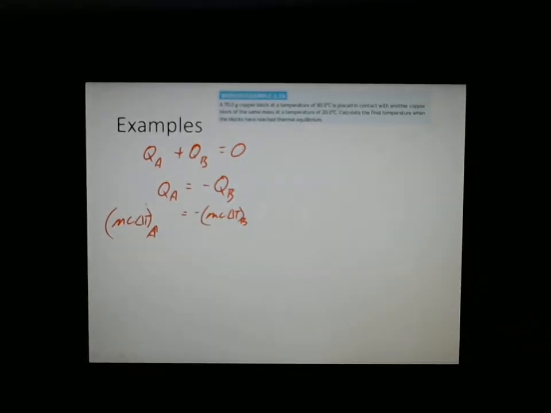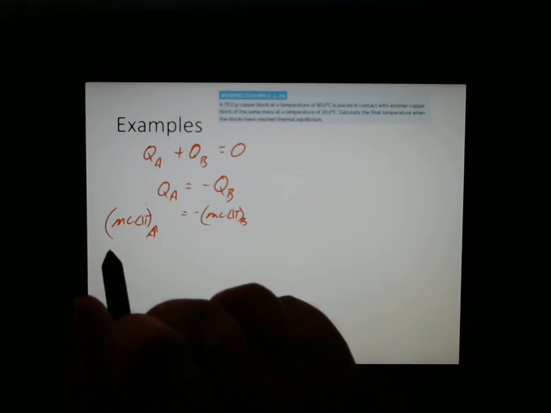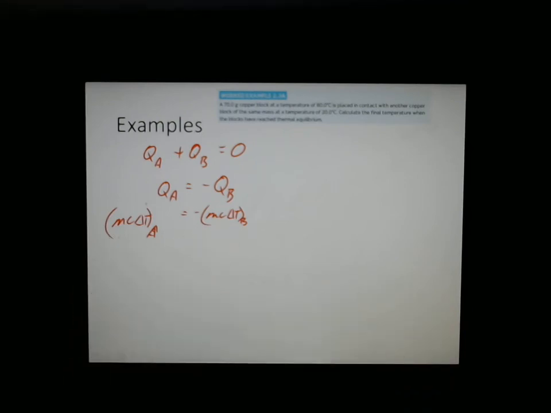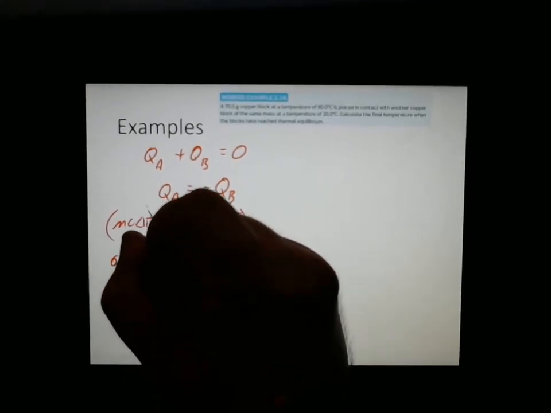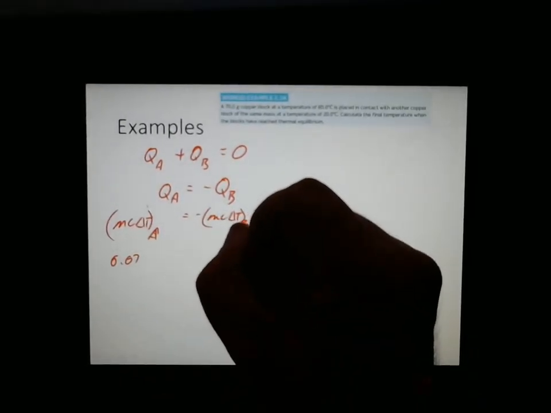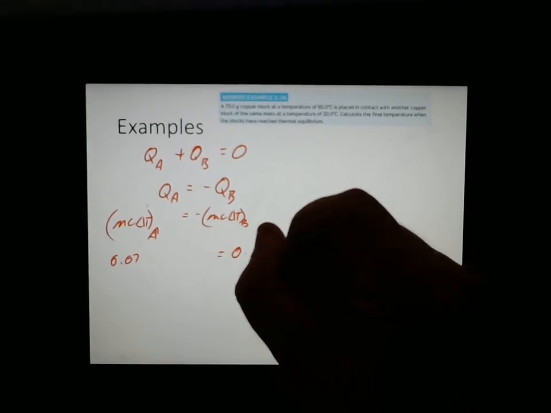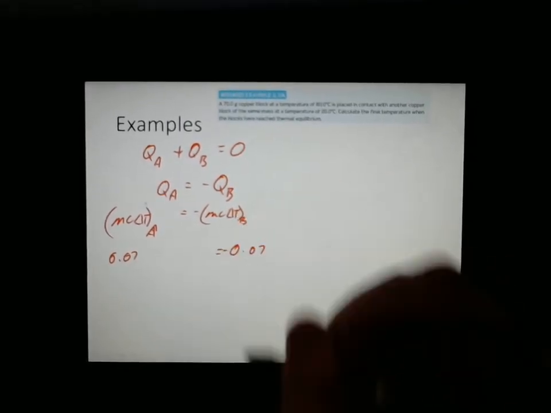You could write, and if you have a look at the textbook, that's what they do. They've got M hot copper, C copper, TF minus TI, M cold copper, C copper, TF minus TI. I'm lazy, I'm just going to put it in there once. You're perfectly okay to do it. So let's see, the masses on both sides are 70 grams. So let's write that as 0.07. And over here, I'll just expand this out, 0.07. Oh, I can't forget my negative there out the front.